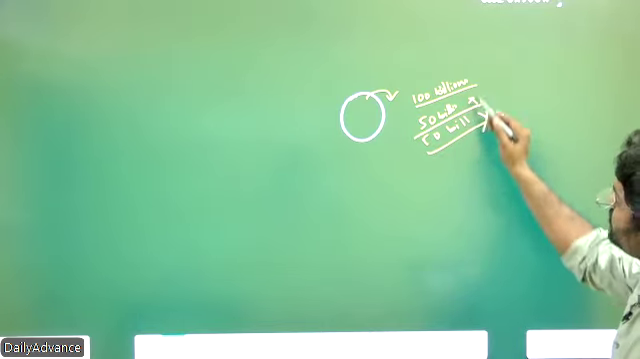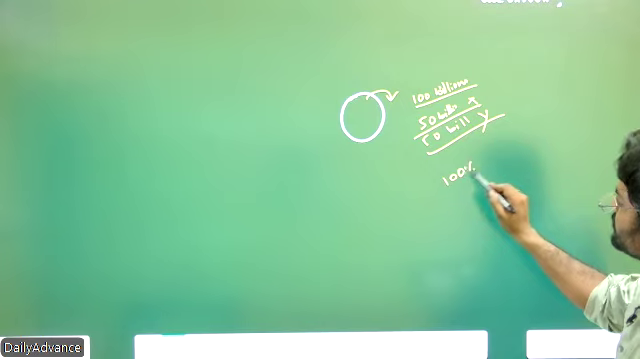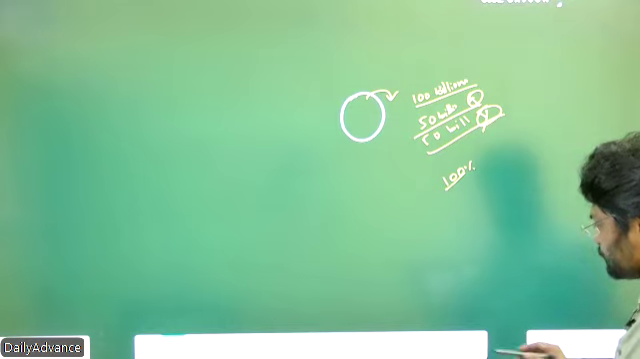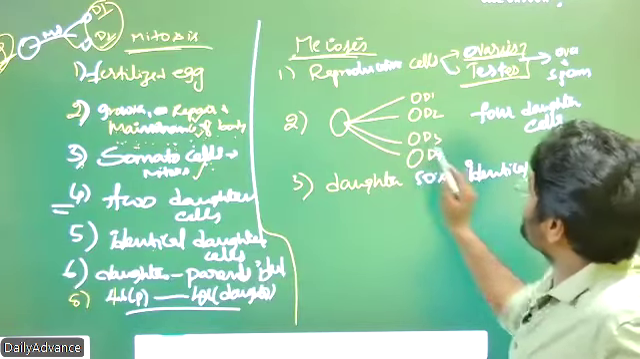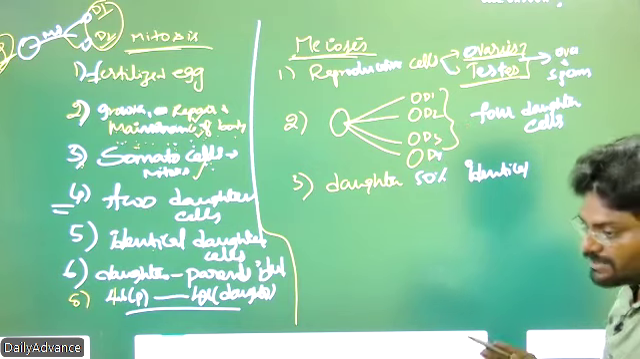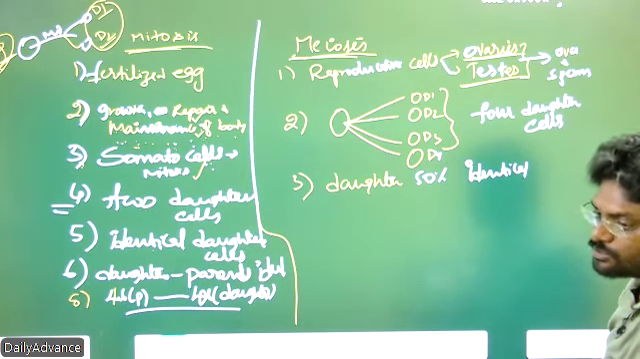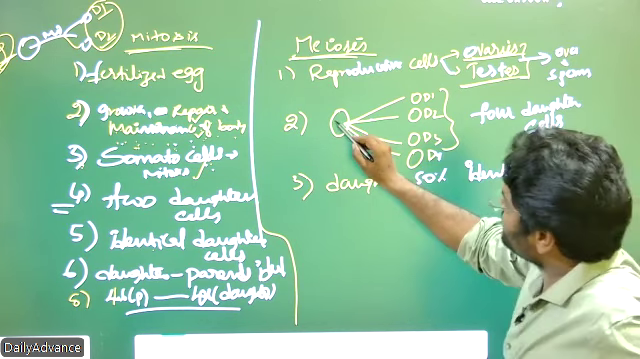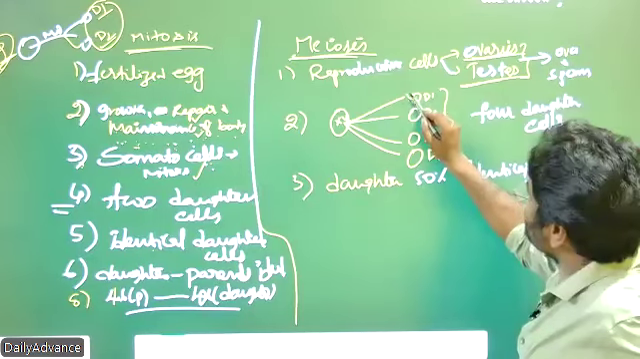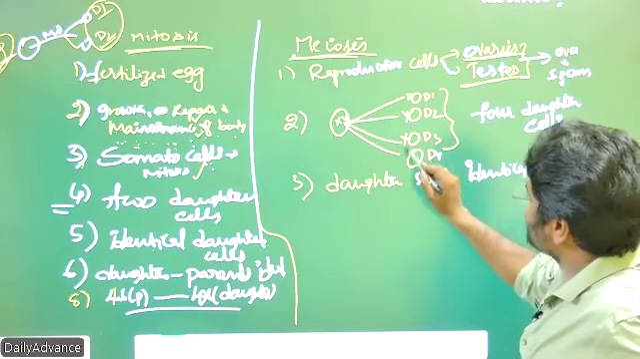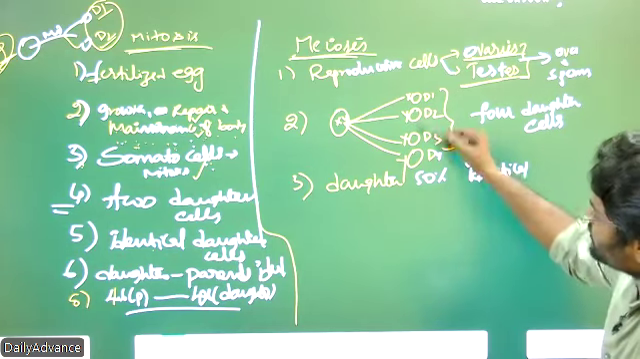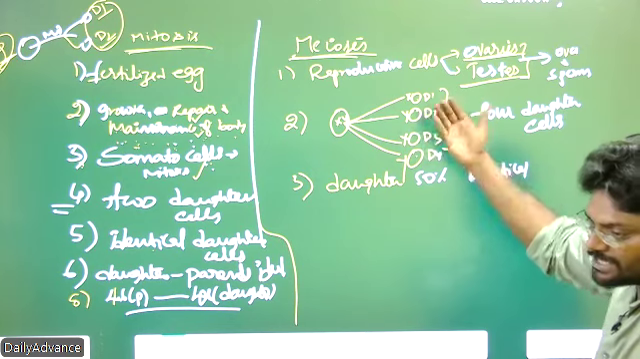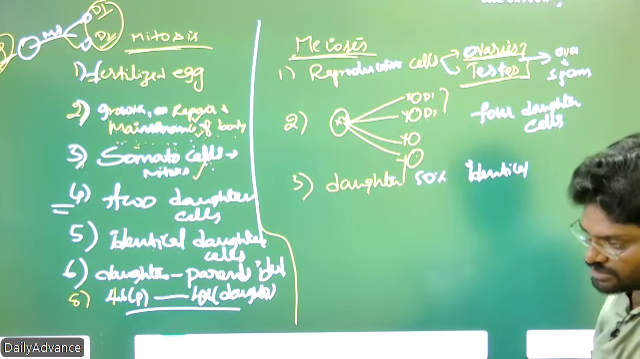In mitosis, both cells have 100% similarity, but here chromosomal variation is there. Meiosis produces four daughter cells, and only two daughter cells are identical to each other, a 1:1 ratio. Not all the daughter cells are identical. If it is XY, one is X, another is Y, another is X, another is Y. So two daughter cells are X and two are Y. That's why 50% of the daughter cells are equal, and the remaining 50% are opposite or non-equal.